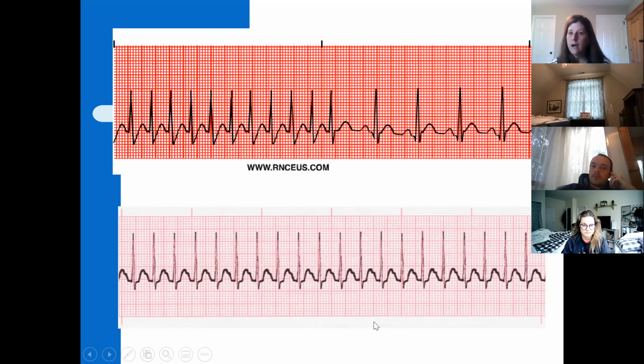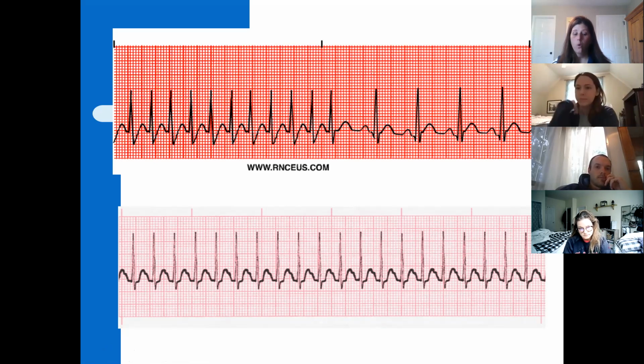Our P waves are not discernible. So we know that it is not sinus tach, because in sinus tach, we could clearly see a P, a QRS, and a T for every single cycle. This one we cannot, and it is greater than 150. So it is going to be a paroxysmal or supraventricular tachycardia. Again, supraventricular just meaning above the ventricles, okay? And paroxysmal atrial tachycardia also from the atria.